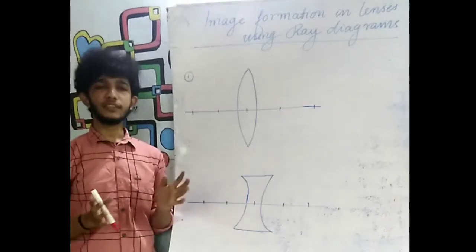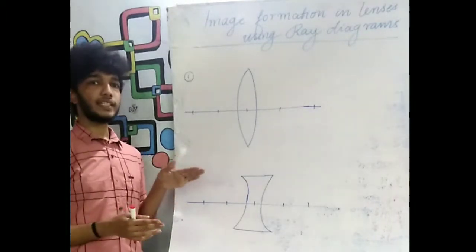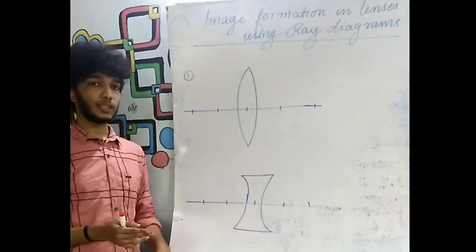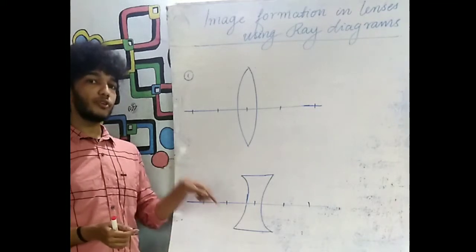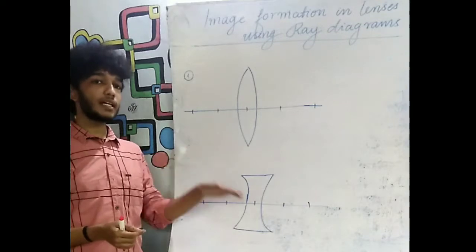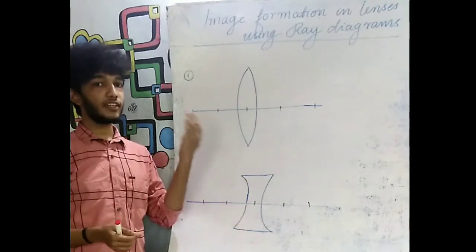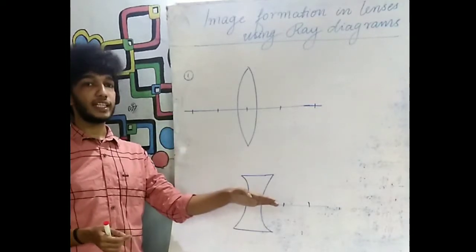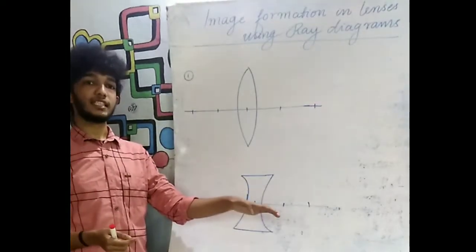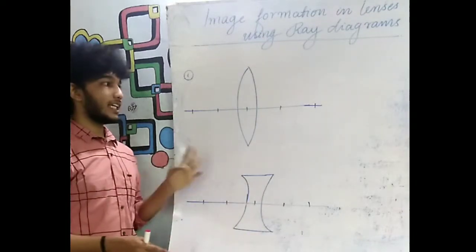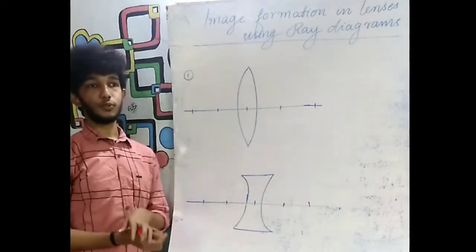What were the rules in case of spherical mirrors? When a ray of light is passing parallel to the principal axis, after reflection it passes through the focus. Passing through the focus, after reflection it passes parallel to the principal axis. When it is passing through the center of curvature, after reflection the reflected ray retraces the path, and when it is incident obliquely at the pole of the spherical mirror, it gets reflected obliquely. Here we shall be discussing three rules.